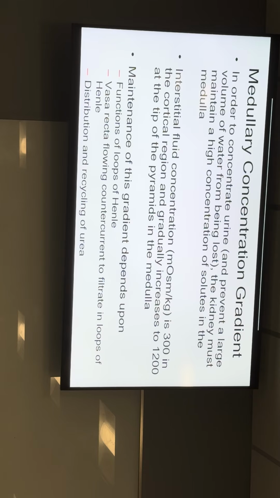Basically, your vasa recta is there to take water out of your medullary pyramid. And then we recycle about 40 to 60% of your urea. So your kidneys are filled with urea that you don't pee out.